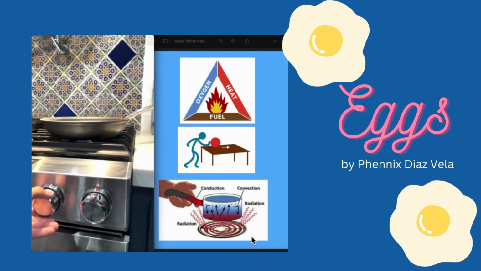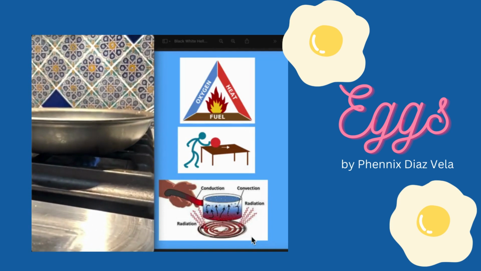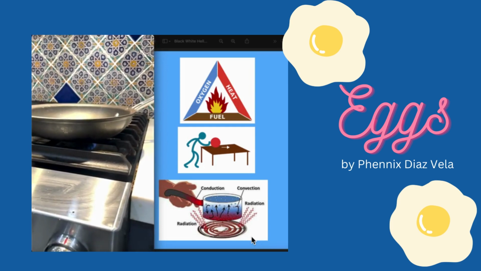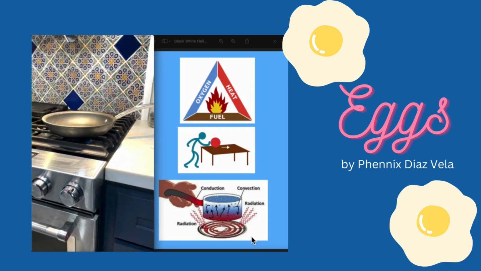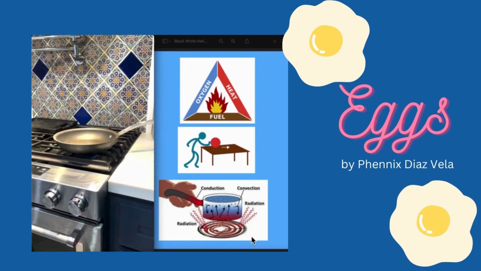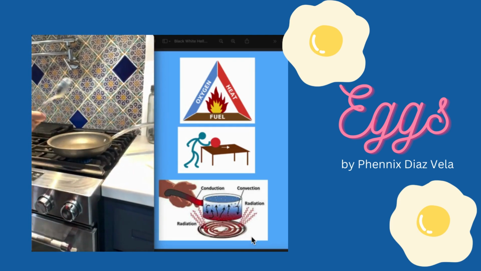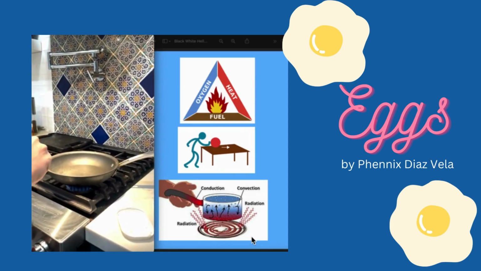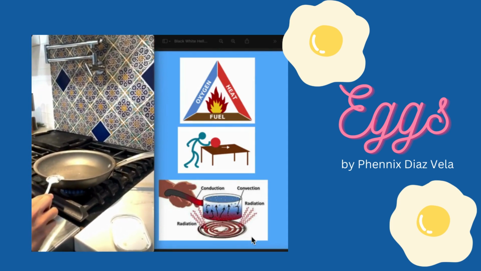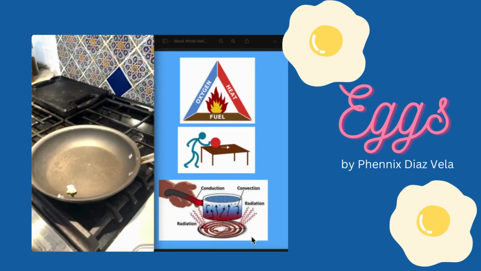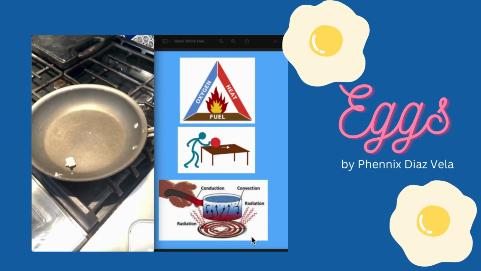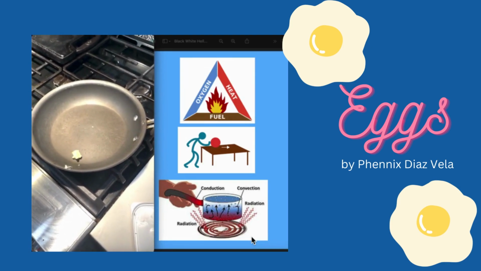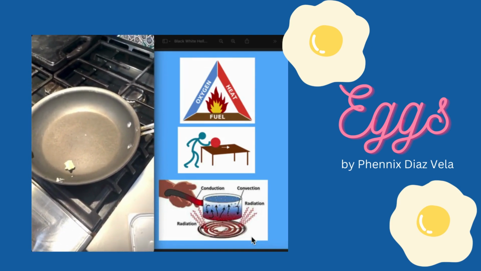The fire coming from the stove uses the fire triangle, with oxygen, heat, and a fuel of gas being used to generate it. Then you let it heat up a bit by turning up the heat to medium. It heats up through radiation. Radiation is the transfer of heat through waves of energy going from the gas and fire to the bottom of the pan, heating it up.